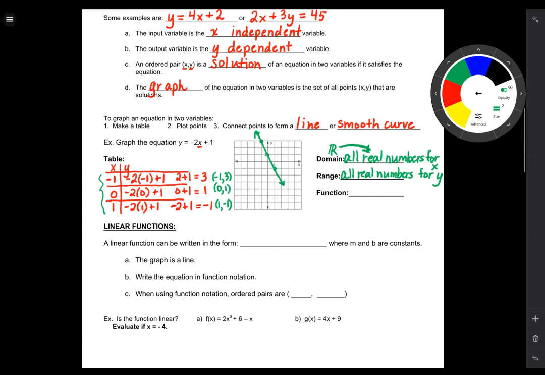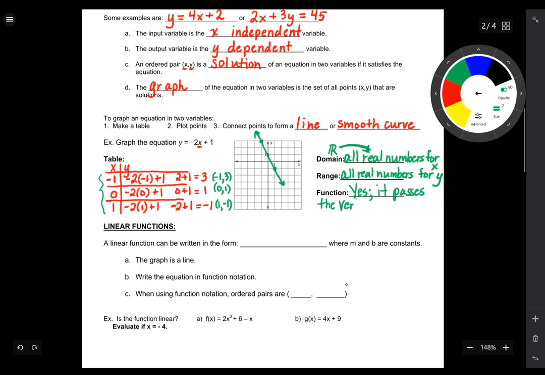And then lastly, if we were to draw a vertical line, which I'm not going to do to this graph, it's so pretty, but if I were to draw a vertical line anywhere on that graph, it will only touch the graph at one spot. So yes, it is a function. And you can say what reason: it passes the vertical line test.